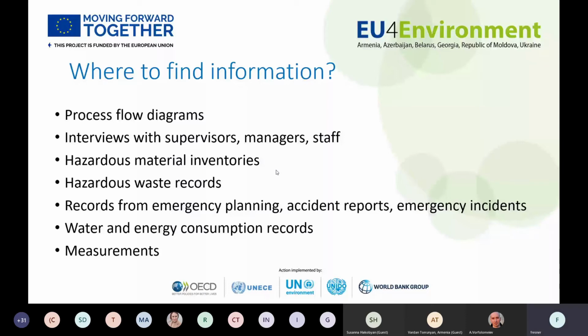We have process flow diagrams. We can talk to people who are on a daily basis experiencing the situations, like supervisors, staff operators. We have inventories. We have records, accident reports, emergency incidents. We have consumption records, and we maybe have measurements which we can analyze.